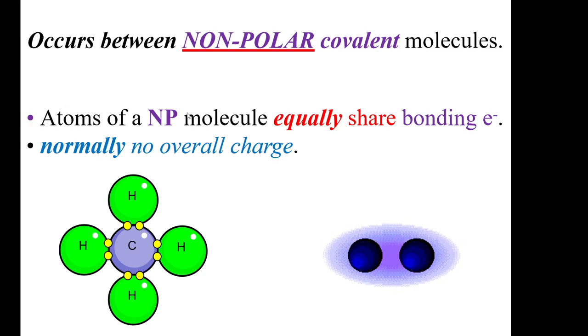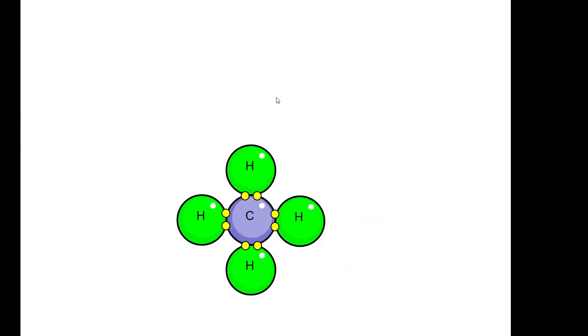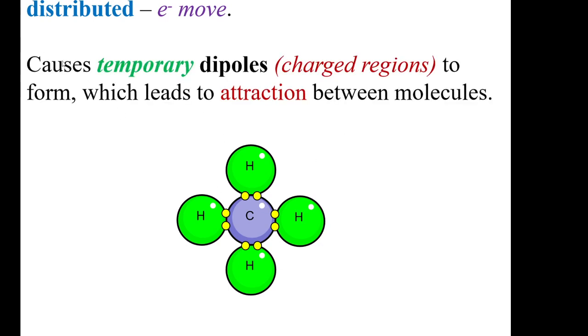So atoms of a nonpolar molecule equally share those bonding electrons. Normally, there's no overall charge. That's just summarizing what I just said. This is all diatomics, compounds of C and H. These are nonpolar. Okay, but at any given time, electrons in a molecule are unevenly distributed because those electrons are moving all over the place. They're like a cloud of electrons. So this actually causes temporary dipoles, so temporary charged regions to form, which leads to attraction between molecules.